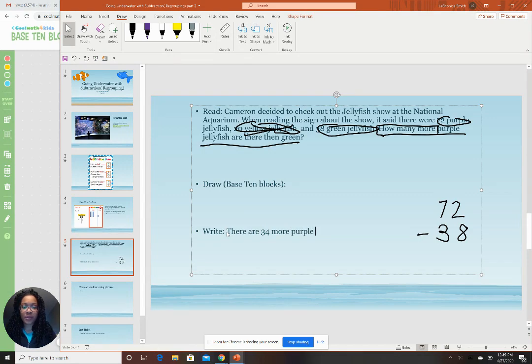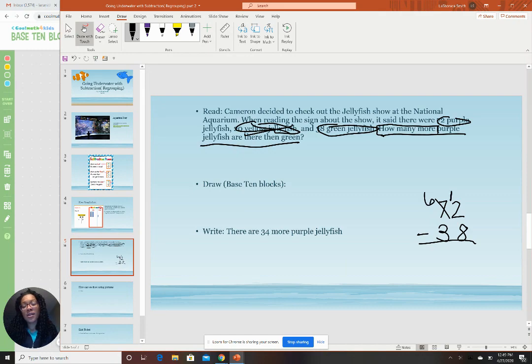purple jellyfish. Now we're going to double check that with our numbers. Okay. So again, we can't take away 8 ones from 2. We're going to go next door. So the 7 turns into 6 tens. Now we have 12 ones. So 12 minus 8 is 4: 8, 9, 10, 11, 12. And 6 minus 3 is 3. So we have 34 jellyfish.